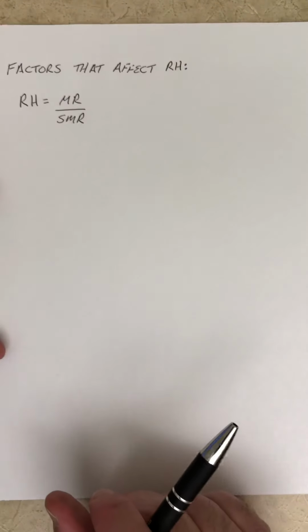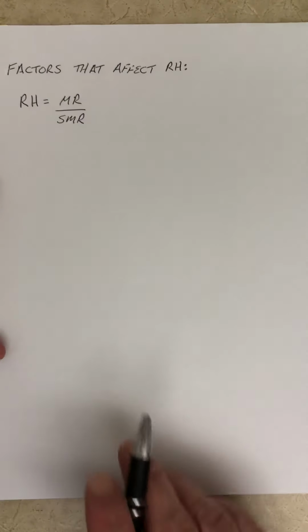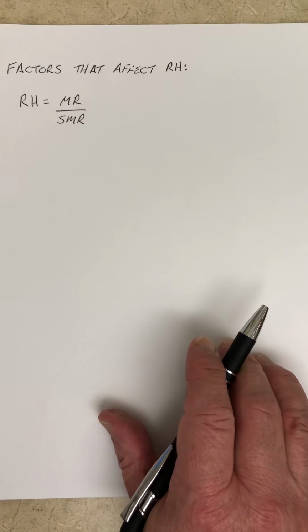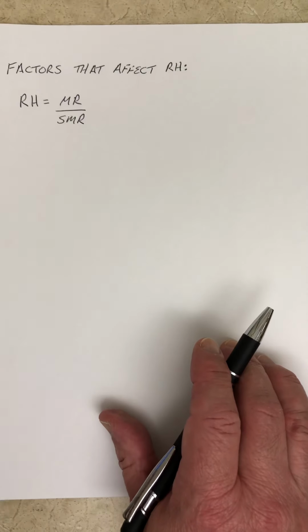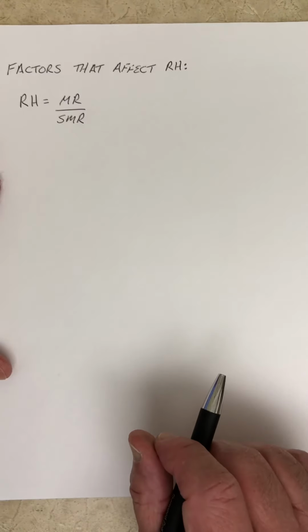Hi class. So this is the second half of the factors that can affect relative humidity. Previously we looked at the influence of adding or removing water vapor from the air, and I gave you an example of adding water vapor to the air.